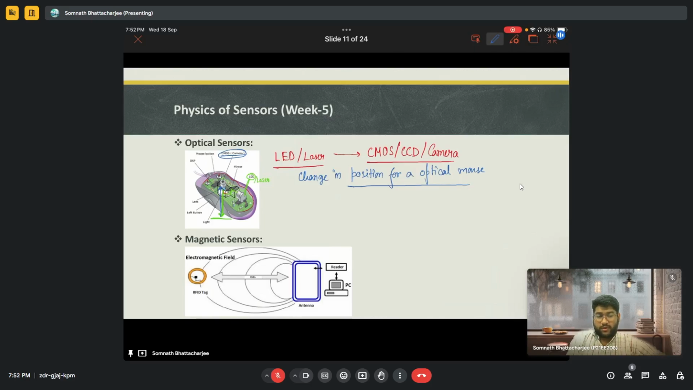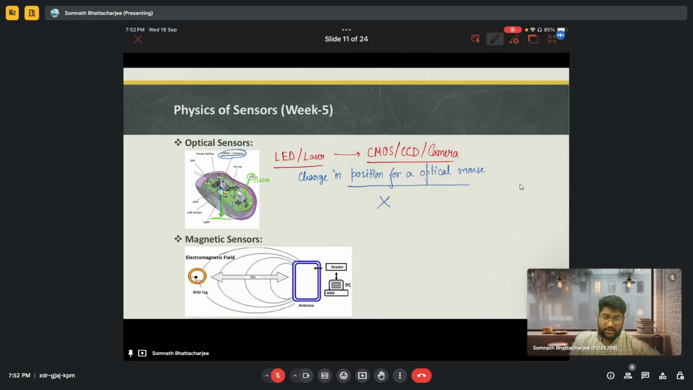So what happens if we put the mouse on a surface that doesn't give any kind of reflection? The mouse won't work on that kind of surface. One of the most used optical sensors are obviously optical mice nowadays. Then we move on to this.